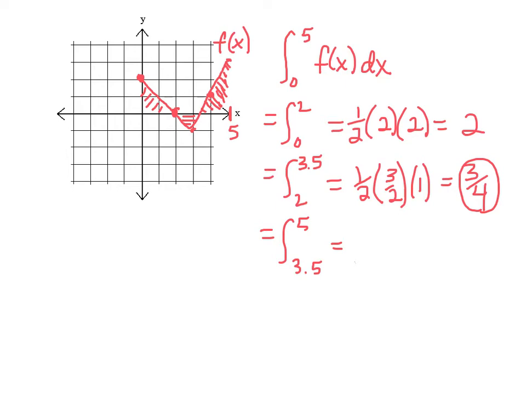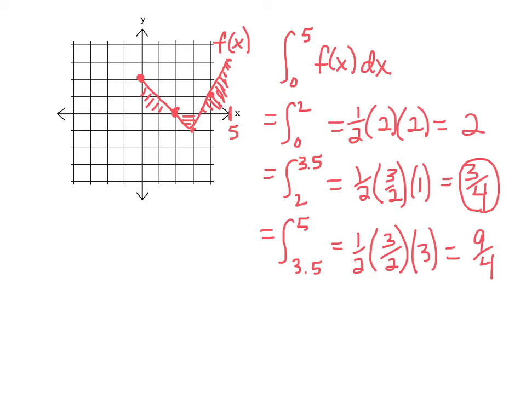If we go from 3.5 to 5, we're going to have 1/2, and again, the base would be 1.5 or 3/2 times the height, which would be 3. When we work that all out, that's 9/4. Now, both the integral from 0 to 2 and the integral from 3.5 to 5 are positive.